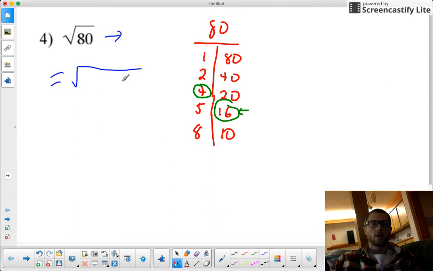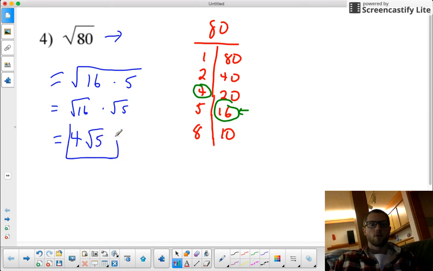So I'm going to write the square root of 80 as the square root of 16 times 5. From here, I can split this up into the square root of 16 times the square root of 5, since that's my product rule. And I know what the square root of 16 is, so it makes no sense to leave it as the square root of 16. So this is 4, and I can't simplify the square root of 5, so I'm going to leave that as part of my answer. So my final answer here, simplifying the square root of 80, is 4 times the square root of 5.